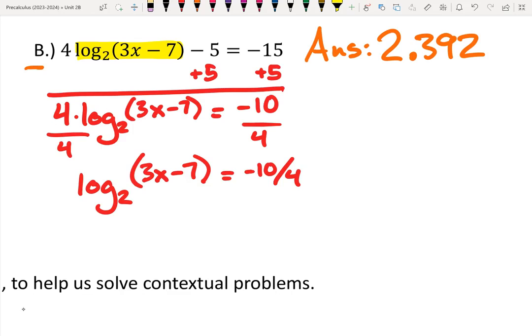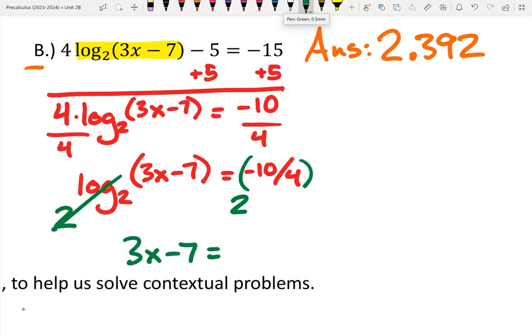So to undo logarithms, we use exponentials. To undo exponentials, we use logarithms. So I use my same base, which allows this to cancel out, and be 2 to that power. So I have 3x minus 7 equals 2 to the negative 10 fourths power. Just kidding, we can use our calculator to figure that out.